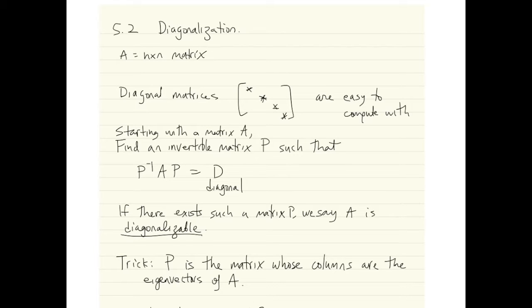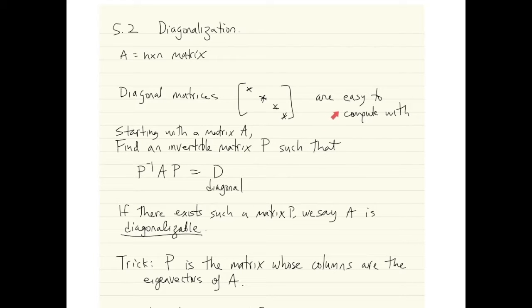Section 5.2 of Anton is on diagonalization. So let A be an n by n matrix, and diagonal matrices are matrices whose only non-zero entries are along the diagonal. Everywhere else, where there's nothing written here, is a 0. And they're interesting for a variety of reasons.